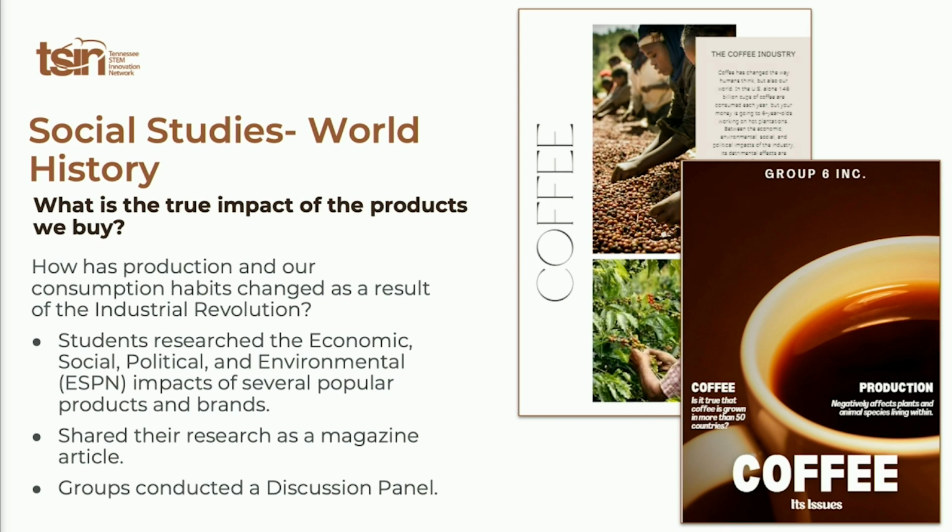And they had to create a magazine article on certain products. Some of them chose coffee or chocolate. Some of them chose Shein clothing and different things like that. But they had to create a magazine article, which was then peer-reviewed by their classmates. And after the magazine article presentation, we had a discussion panel where it was open to the floor for questions from the other groups.